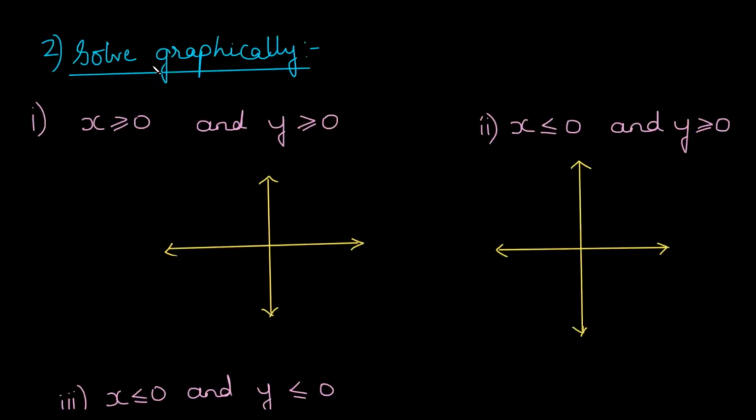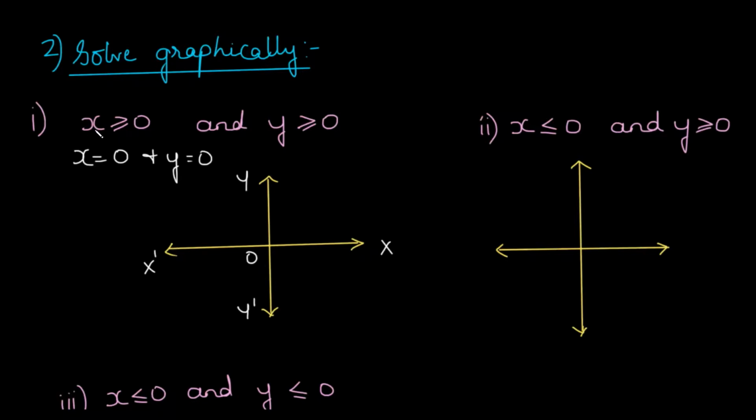The second question is also solved graphically. The first one here: x is greater than or equal to 0 and y is also greater than or equal to 0. That means there are two lines under consideration, whose equations are x is equal to 0 and y is equal to 0. These are nothing but the y-axis and the x-axis respectively. The equation x is equal to 0 belongs to the y-axis and y is equal to 0 belongs to the x-axis.